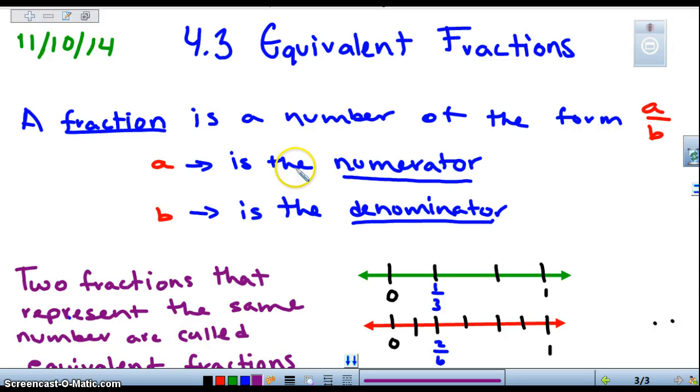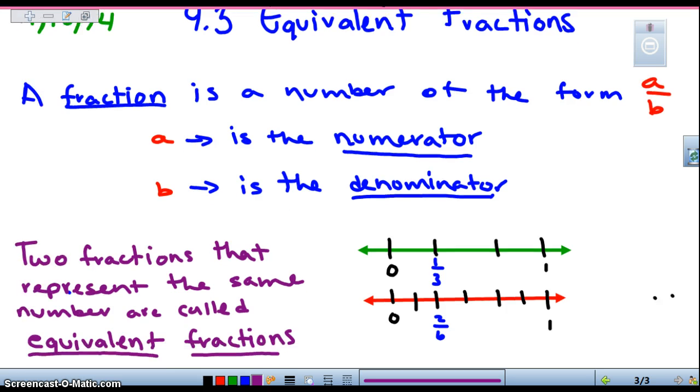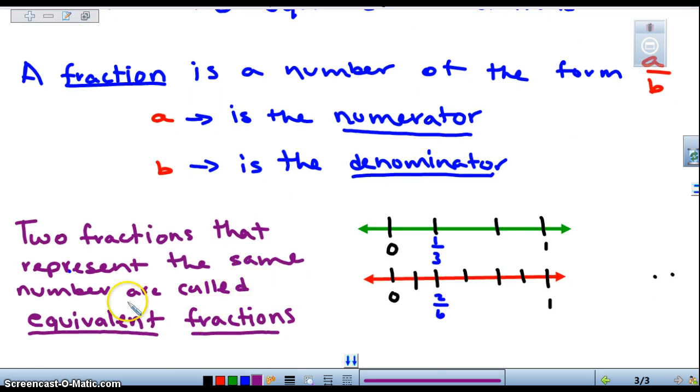Today we're talking about equivalent fractions. A fraction is a number of the form a over b, where a is the numerator and b is the denominator. Two fractions that represent the same number are called equivalent fractions.